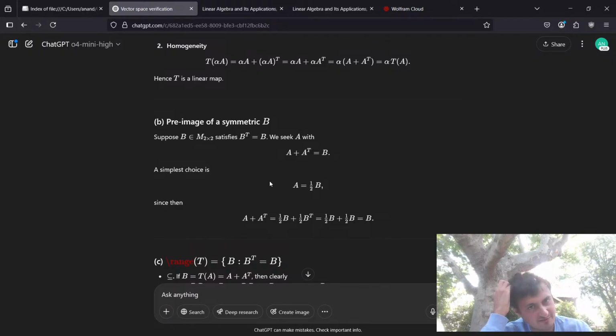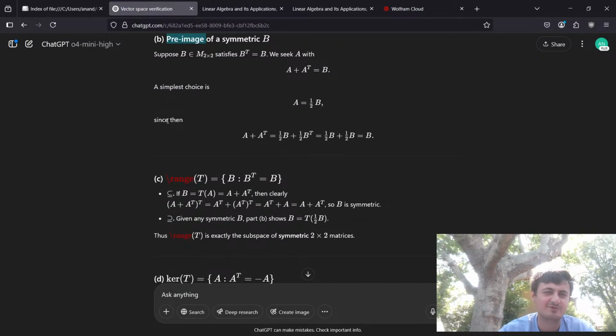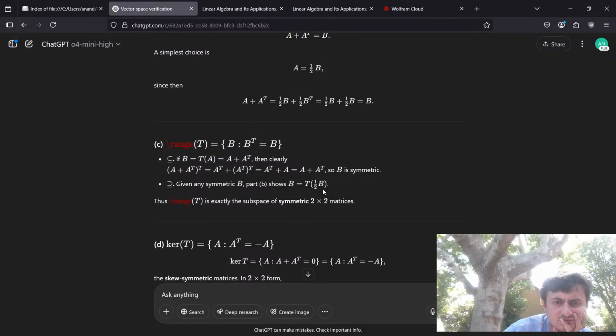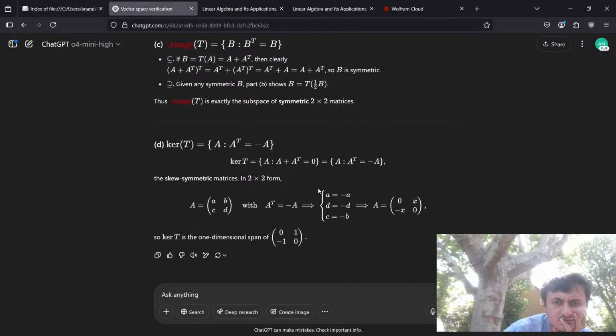The pre-image of a symmetric B, right. I like that they're starting to use some of these words that I like. Pre-image, I like that. It lets you know exactly what it is. The range of T. If B is equal to T of A, then clearly, nice.